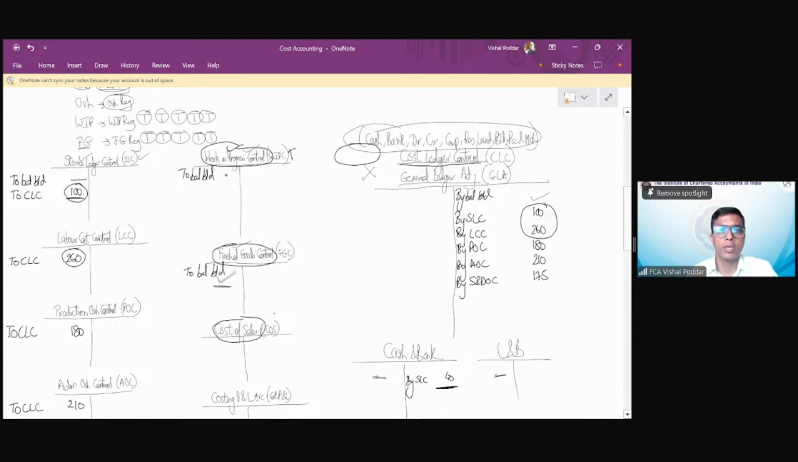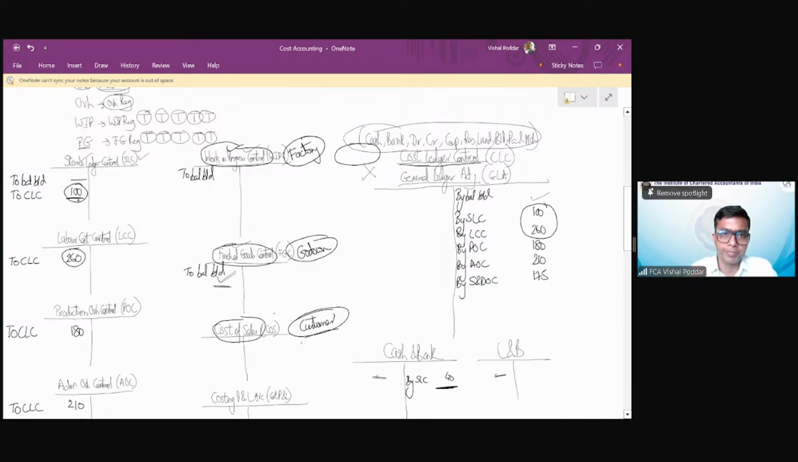WIP is your factory. Finished goods is your godown. And cost of sales is your customer. Just remember this. So these three accounts are what? So till anything is happening in factory, that is what is shown in the WIP account. If something is in the godown, that is what is the finished goods account. And if something has gone to the customer, it is what is the cost of sales account.